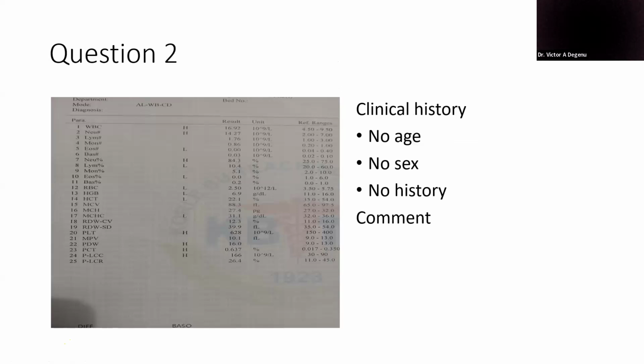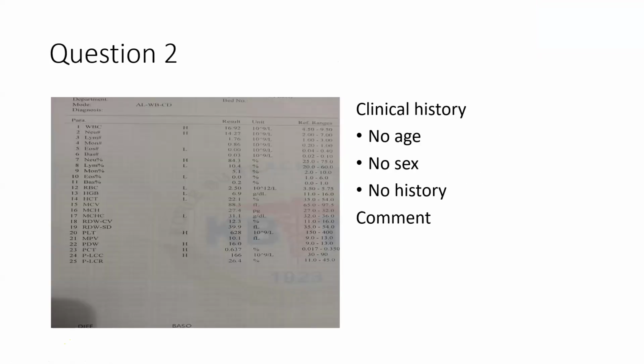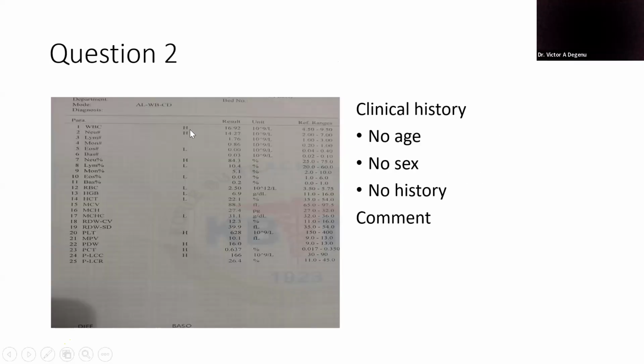So second, we have a full blood count result here. Now we look at this. WBC is 16.92 with the various WBC parameters from absolute to percentage all here. Then we have RBC parameters, RBC indices all here. Then we have platelets.